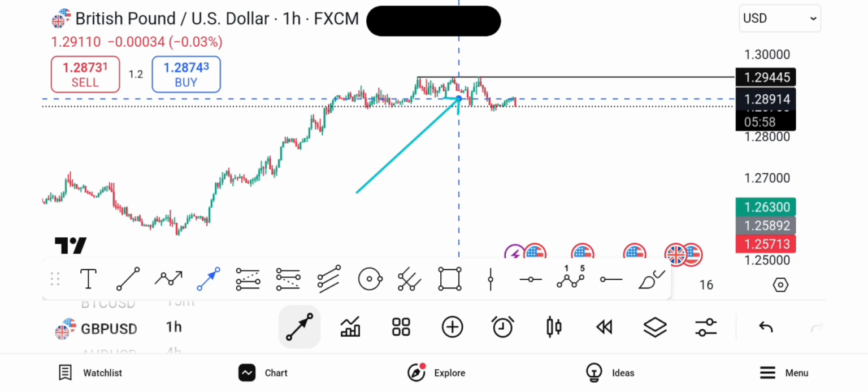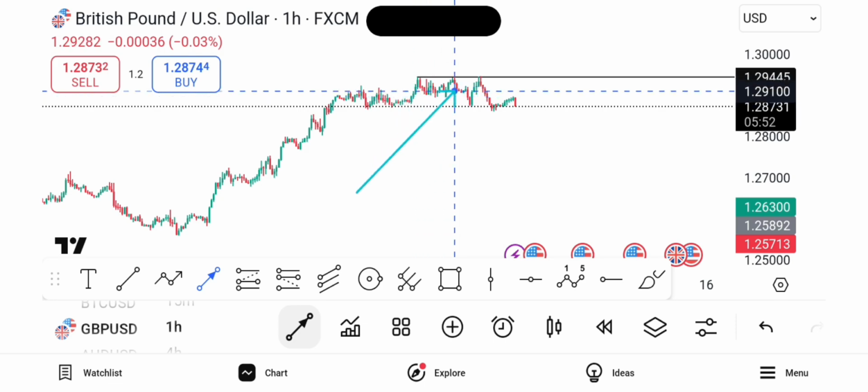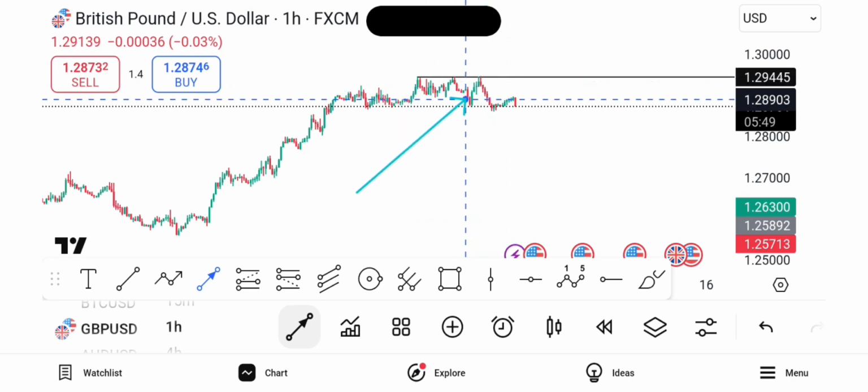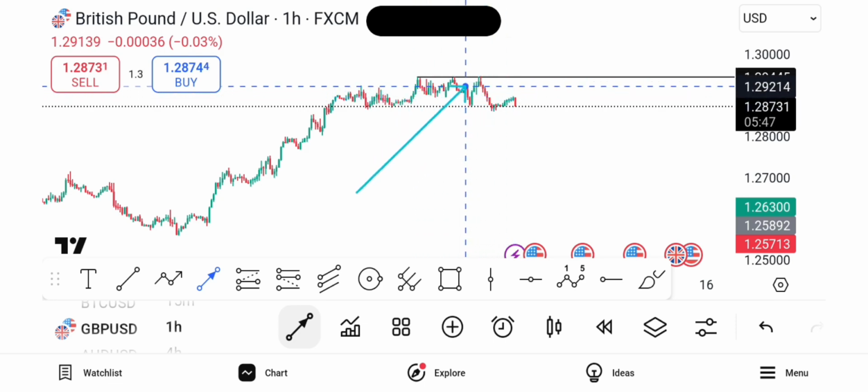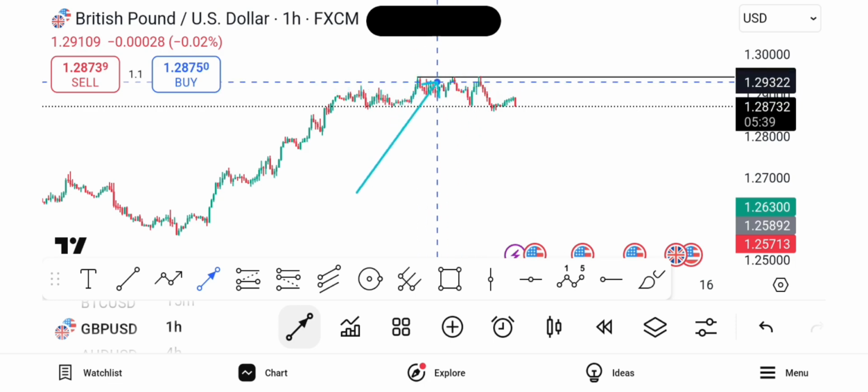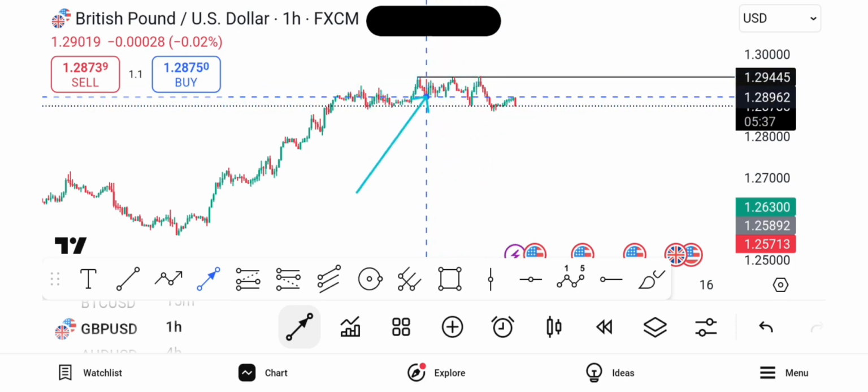Buyers are now out of the market, so sellers are taking over the market. Meaning that sellers are strong, and this market might drop down. Why? Because already we have got a lot of confirmation here. But before that, let's now draw our support. Then we see the real thing.